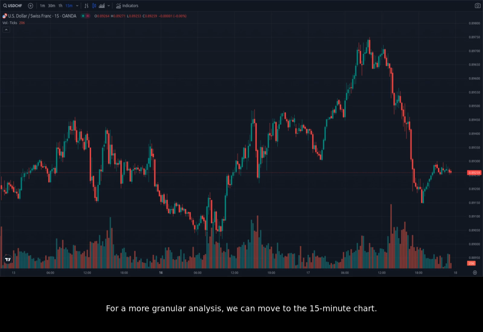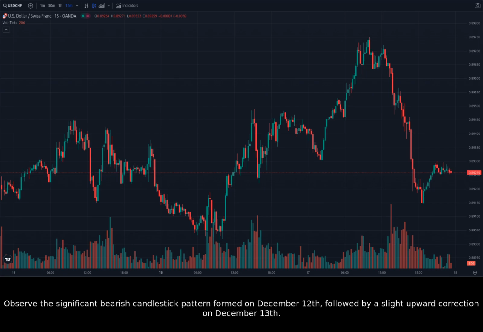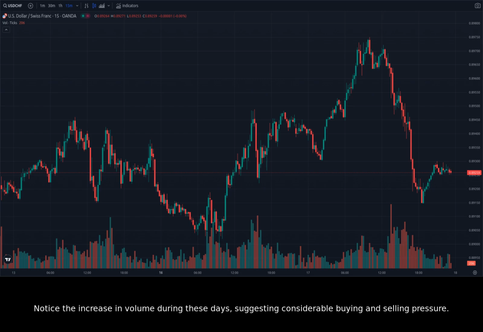For a more granular analysis, we can move to the 15-minute chart. The 15-minute chart offers insights into smaller price swings and short-term market patterns. Observe the significant bearish candlestick pattern formed on December 12th, followed by a slight upward correction on December 13th. Notice the increase in volume during these days, suggesting considerable buying and selling pressure.